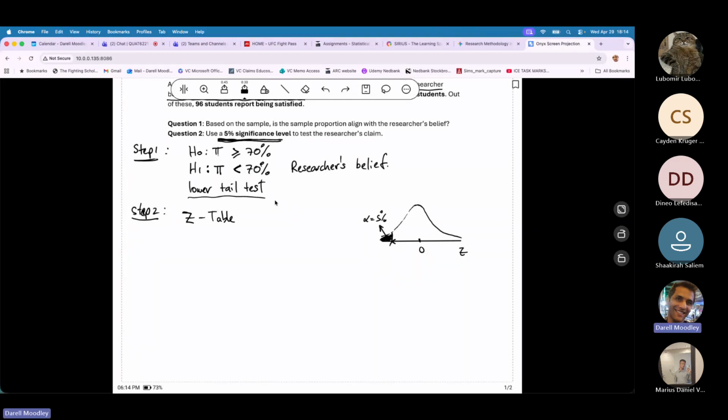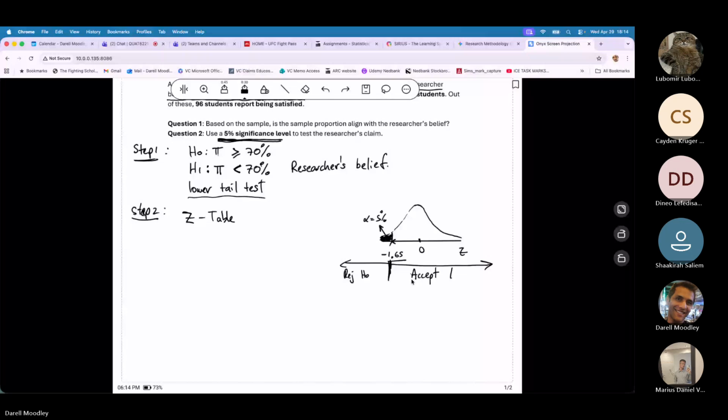Now you have to use your table at the back of your book, and you'll find that area. We did this last week and the week before, even the week before that. Remember I said you've got to be comfortable at finding probabilities and using the Z table in the back of your book. So here, this value is minus 1.65. So that means anything less than minus 1.65 is going to fall in the rejection region. And everything else on this side of it, we will accept H naught. So that is step 2.